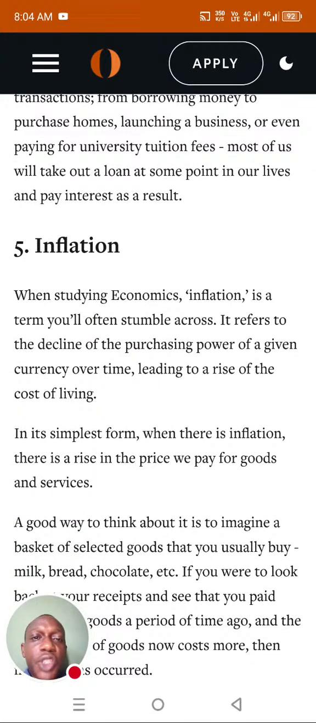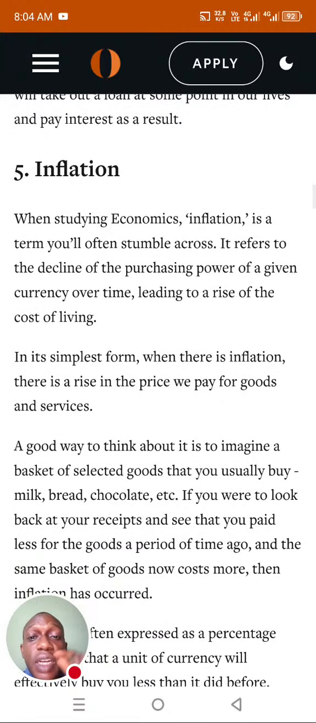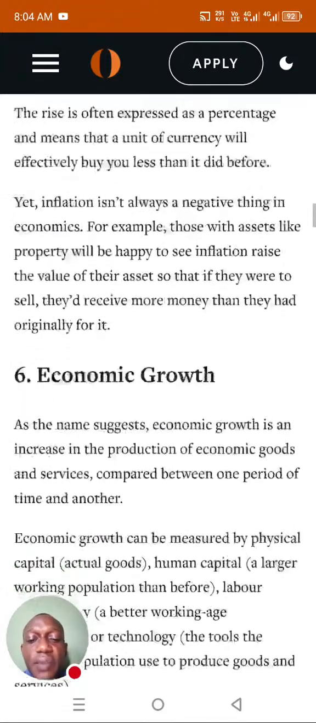Number five, inflation. Now, when studying economics, inflation is a term you will often stumble across. It refers to the decline of the purchasing power of a given currency over time, leading to a rise in the cost of living. Now, when things are so expensive, we call it inflation. But you don't mention things that are so expensive when you want to write something that deals with expensive things, or when the purchasing power of a given currency over time is being depreciated, you have to use inflation. You must use that term.